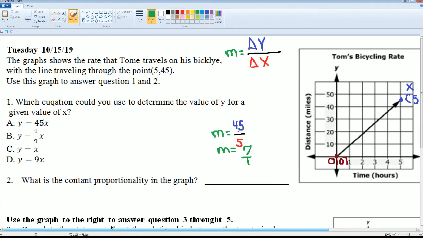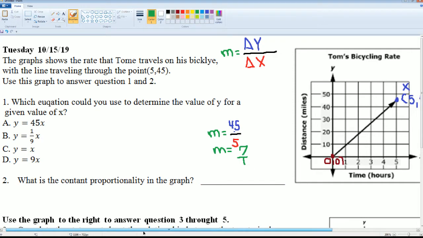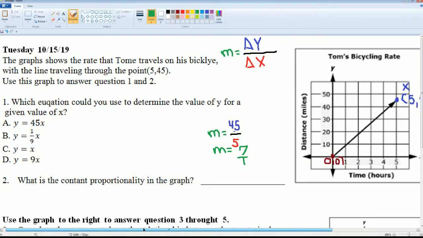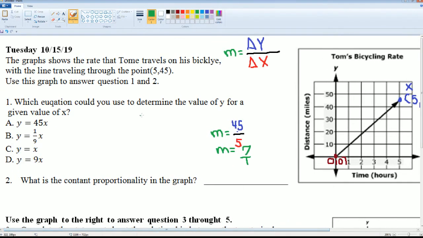What equation should we use to determine the value of y for a given value of x? Did I type this in wrong? Oh, haha. I did type this in wrong. So there's an error here. Let me show you.